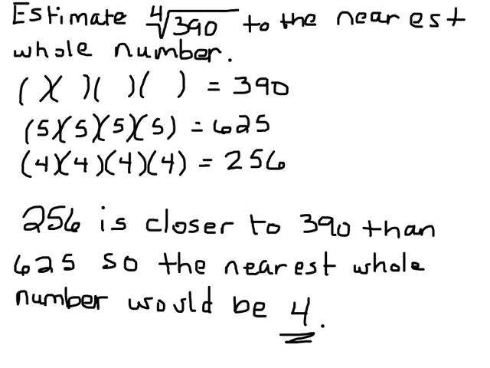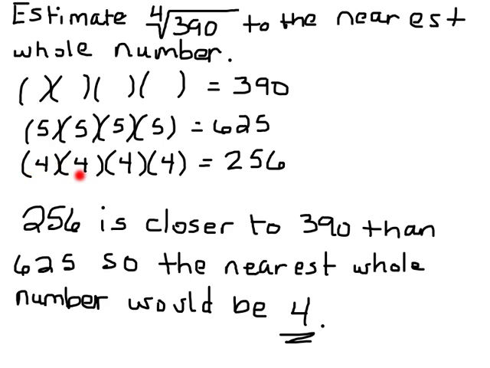This example says estimate the fourth root of 390, again to the nearest whole number. So what this means is the same number 4 times equals 390. Alright, so let's try 5. 5 times 5 times 5 times 5. 5 to the fourth power is 625. That is way too much.